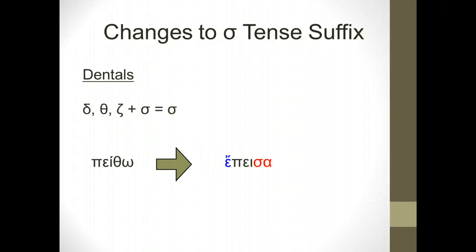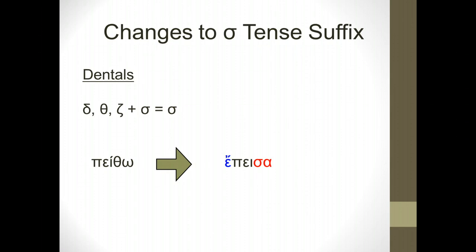And then finally, in our suffix changes, remember that we have the dentals. Those are the consonants that we form with our tongue and our teeth, our delta, our theta, and our zeta. When we add the sigma to a stem that ends in one of these consonants, then the sigma simply overrides them and it becomes just simply a sigma. So here we have peitho in the aorist tense becomes epeisa. And so in this case, epeisa is an aorist active indicative, first person singular, and it is I persuaded.